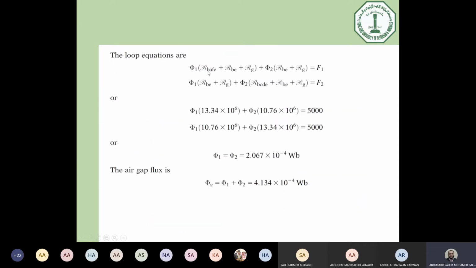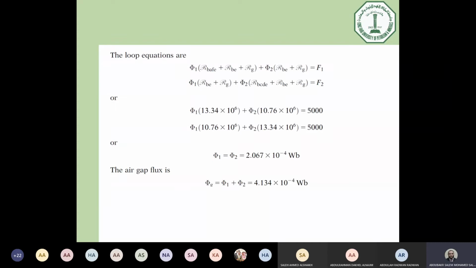So as you can see, phi1 multiplied by all of the reluctance in the first loop plus phi2 multiplied by the branch in the middle equals F1. Similarly, you can do the same for F2. However, from the symmetry here, phi1 and phi2 will be equal. You don't need to make analysis to see if the flux will be equal or not. From the first view, you can see that because of the identical parts of the magnetic circuit, we can conclude that phi1 equals phi2.